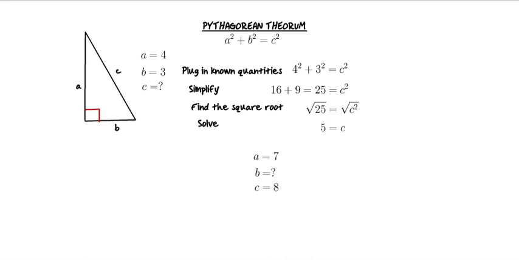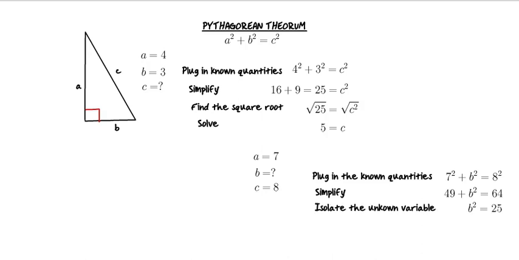You can also solve for an unknown side when you know one side and the hypotenuse. So if a is 7 and c is 8, we can solve for side b. So again, we're going to plug in the known quantities. 7 squared plus b squared equals 8 squared. We're going to simplify. We get 49 plus b squared equals 64, and we subtract 49 from each side to get b squared is equal to 15 to isolate the unknown variable. And we take the square root of b squared to get us plain b, and the square root of 25 is 5, so we get that side B is 5.